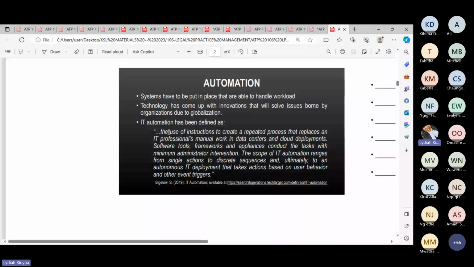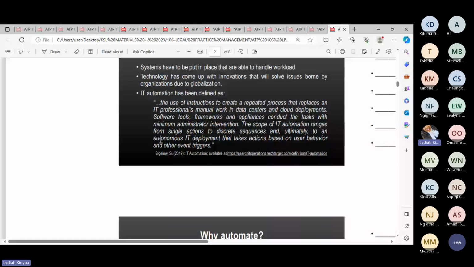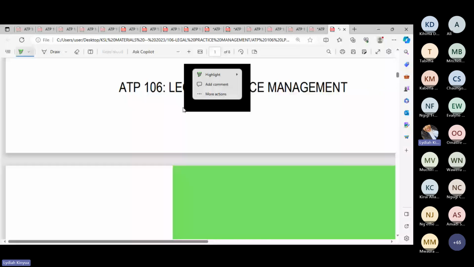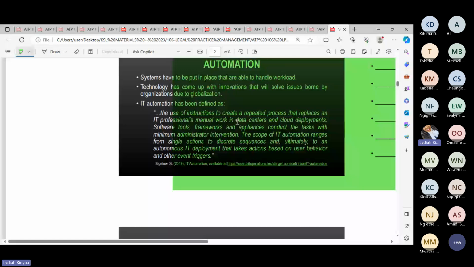Well, I have a really simplified definition, or if you have a really simple one, type it in the chat box, please. Nonetheless, the definition I have is that automation is the use of instructions to create a repeated process using a computer, and it replaces the manual work. So let's say every single day, all your typed work is uploaded to a particular cloud. So it's automated to that extent.